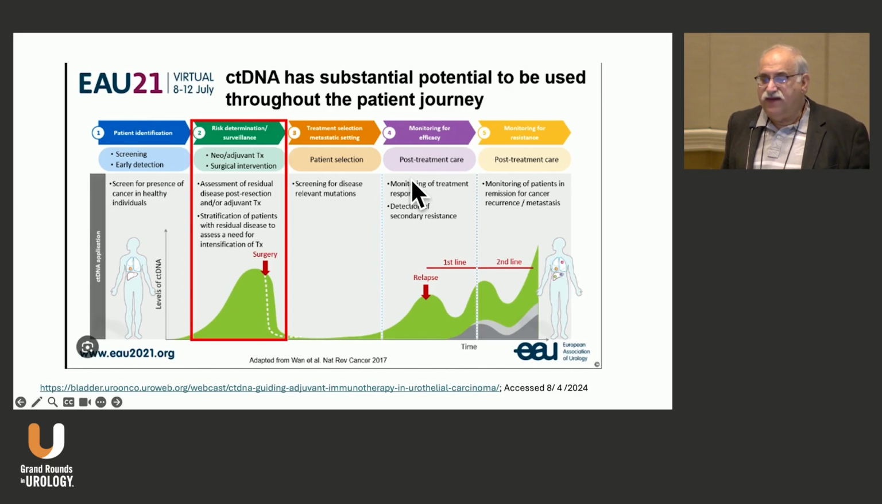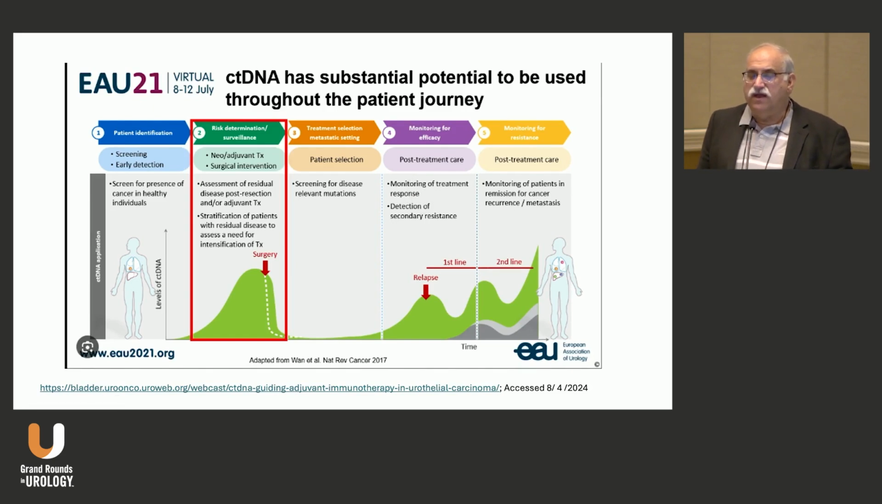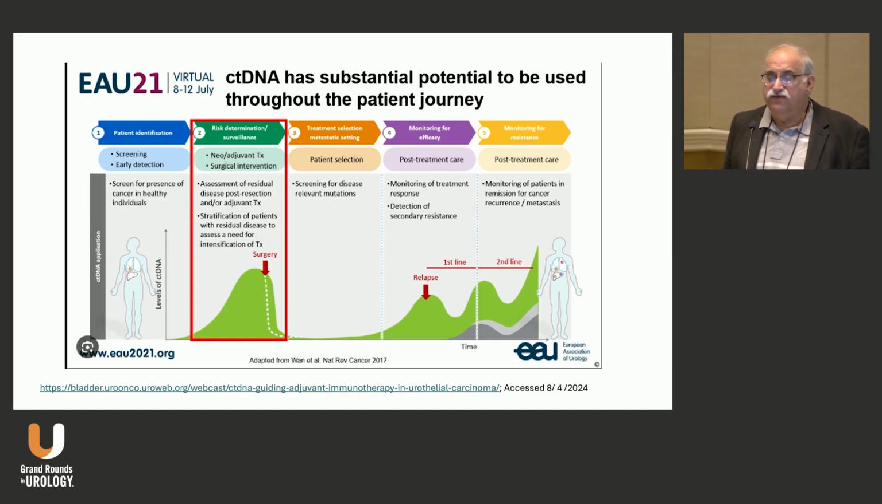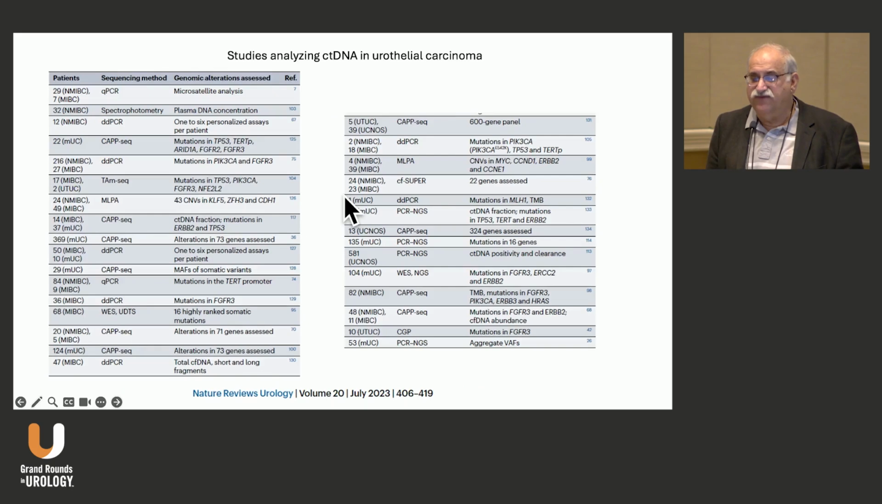So very interesting. Back at the EAU in 21, sort of after COVID, there was this very nice graphic that indicated that circulating tumor DNA has a great potential to be used throughout bladder cancer, whether it's for early detection, risk measurement, treatment selection, efficacy, and certainly post-treatment care. But again, very interesting on how this has really taken over. There have been a boatload of tests that have looked at circulating tumor DNA in urothelial carcinoma.